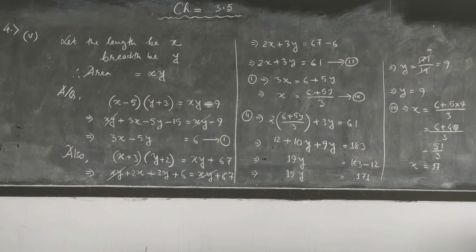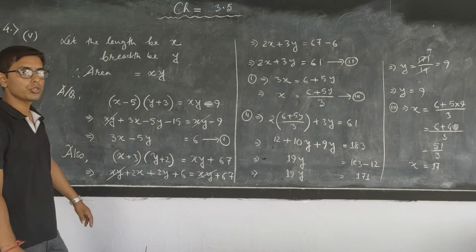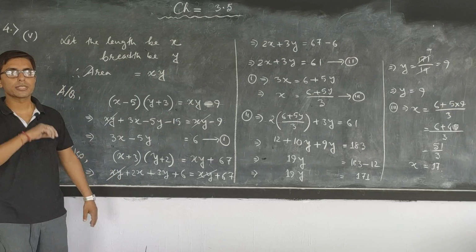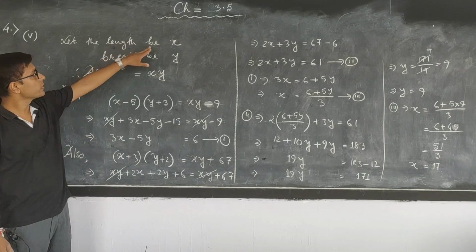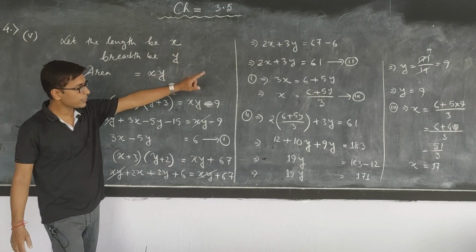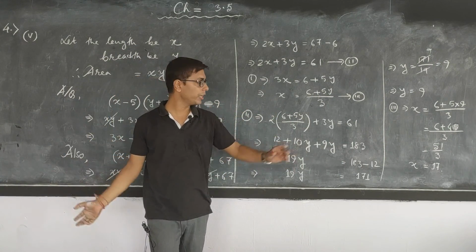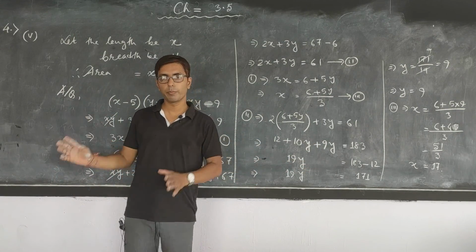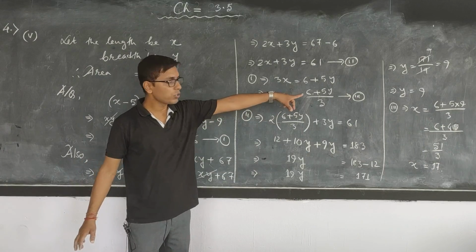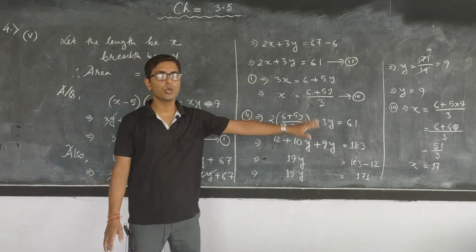As the answer. Okay, so we were asked to find out the dimensions of the rectangle. Dimensions means the length of the rectangle as well as the breadth of the rectangle. Length is considered as x, and x is obtained as 17. So you can conclude it as, therefore the length is equal to 17 units. You cannot write centimeter, meter, kilometer, etc., because it is not mentioned. Then y is obtained as 9, so you can write breadth equals 9 units.